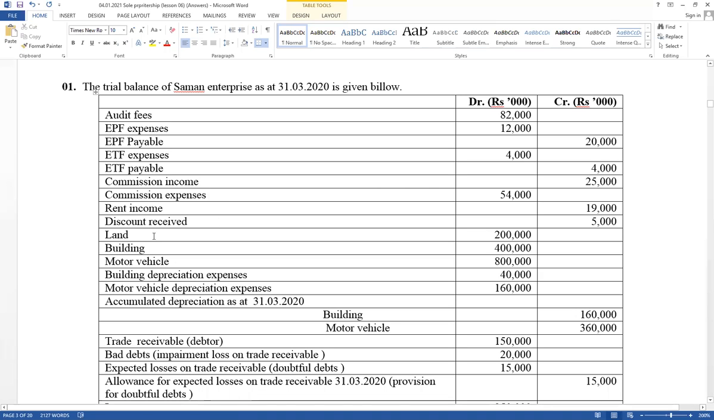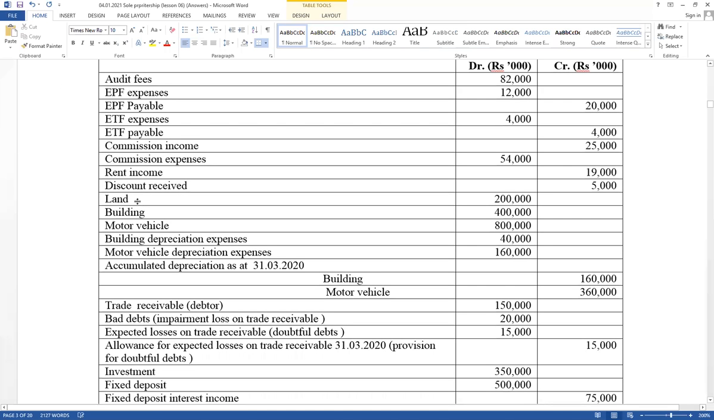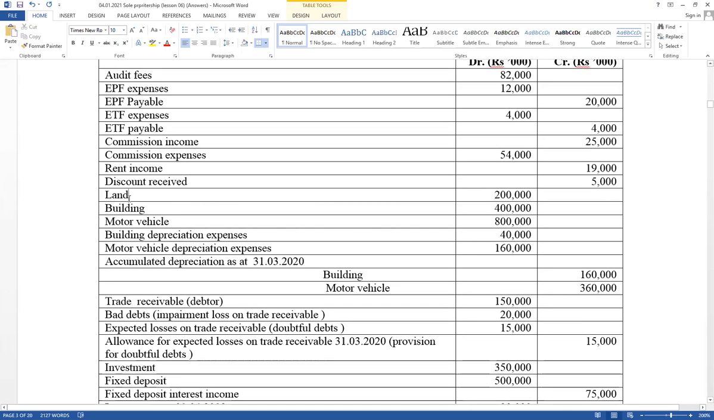Land, building, motor vehicle and non-current assets. Those should be discussed under non-current assets. Under cost, this is a cost value. First column should be recorded: land, building, motor vehicle.